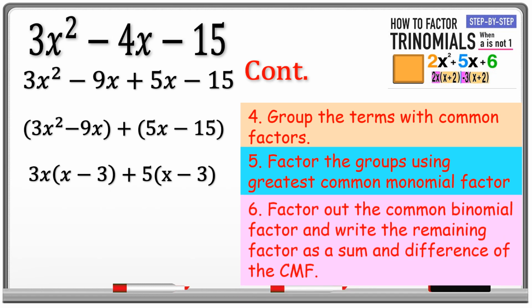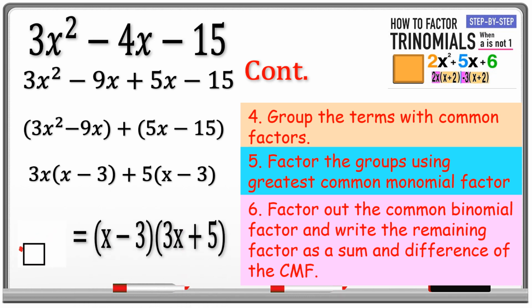For our step 6, you factor out the common binomial factor and write the remaining factor as a sum and difference of the CMF. So, as you can see, we have common x minus 3 here. Isulat mo na lang siya ng isa. And then, yung natira po ay 3x plus 5, another parenthesis. So, therefore, the factors of 3x squared minus 4x minus 15 will be quantity x minus 3 and quantity 3x plus 5.